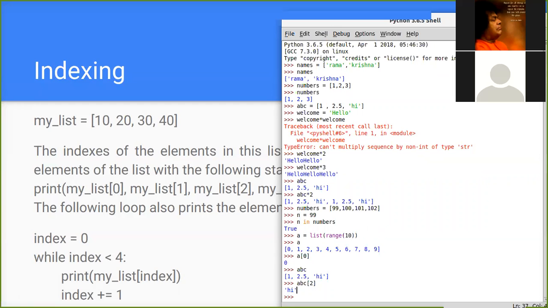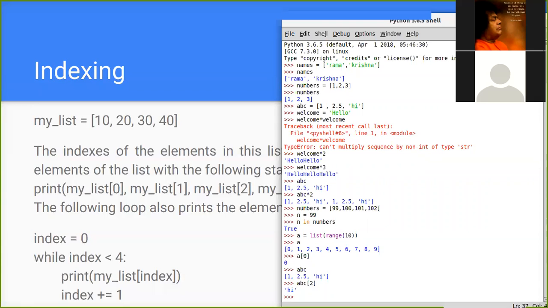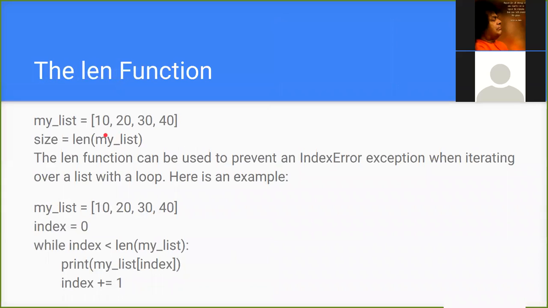So all you need to remember is to make an analogy with the index numbers that you have inside a textbook. It would actually mean at what page, what chapter is present. So inside a list, it would mean at what position, what number or what variable is present. Okay, so let's move on to the len function. Now I can use the len function to know the size of my list.